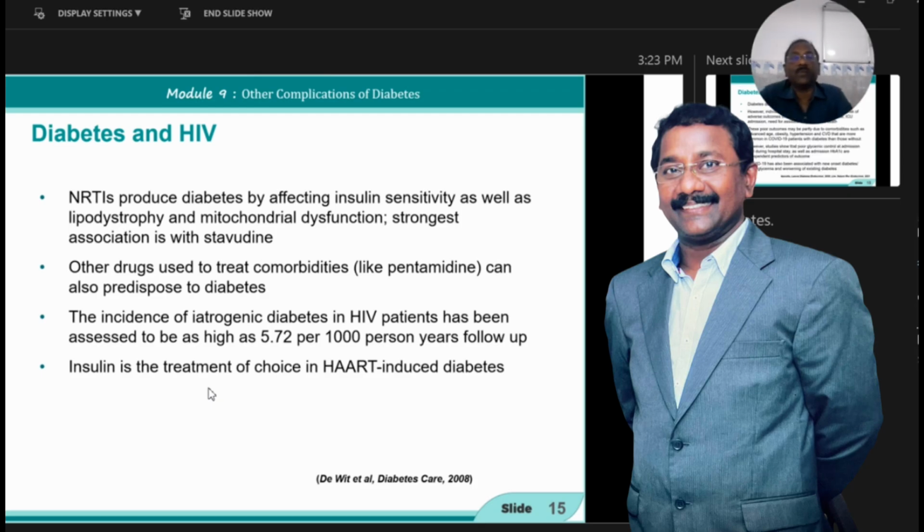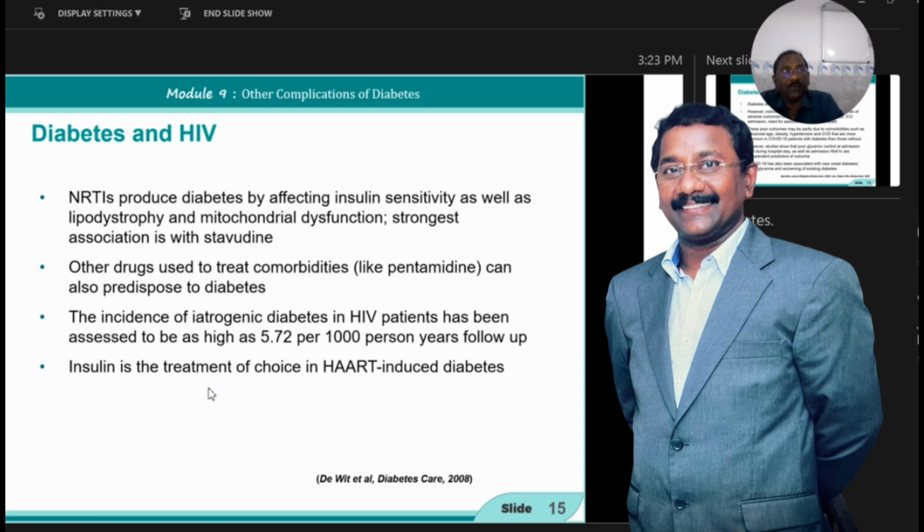NRTIs produce diabetes by affecting insulin sensitivity as well as causing lipodystrophy and mitochondrial dysfunction. The strongest association is with stavudine. Other drugs used to treat comorbidities, like pentamidine, can also predispose to diabetes. Incidence of iatrogenic diabetes in HIV patients has been assessed to be as high as 5.72 per 1,000 person years of follow-up. Insulin is the treatment of choice in HAART-induced diabetes.